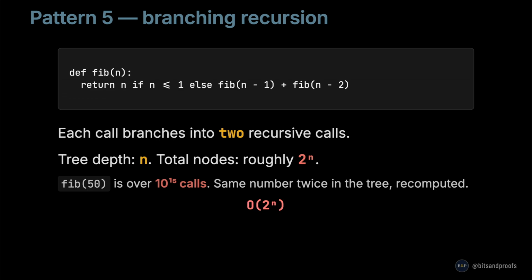So naive Fibonacci is O of 2 to the n. Exponential, almost never acceptable in real code. The fix: memoize the results, or compute bottom-up. That turns it into O of n. We'll see those patterns when we cover algorithm design later in the series.